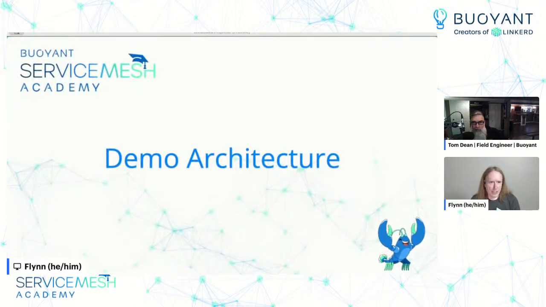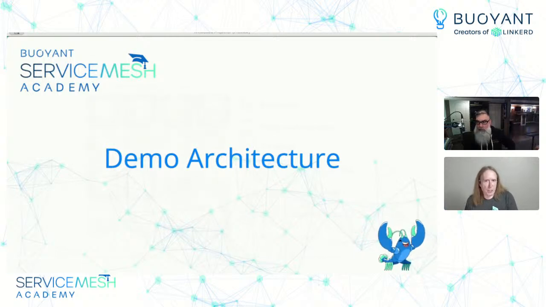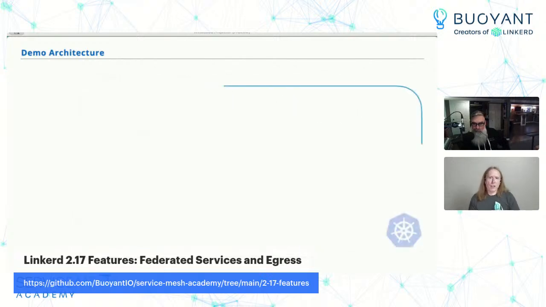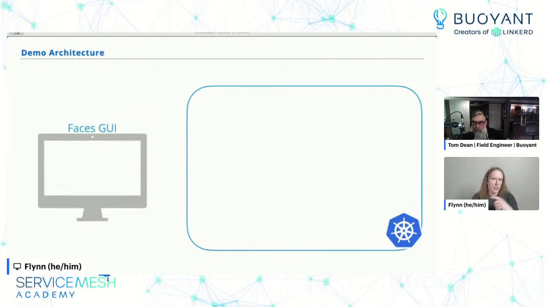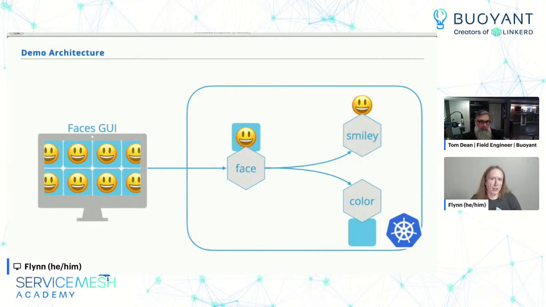Okay. Demo time for federated services. Let's talk briefly about the demo architecture. As usual, we are using the world famous Faces demo. The way Faces is normally set up is you have a cluster, and a web browser running the Faces GUI outside the cluster. The GUI talks to a workload called Face. Face talks to a workload called Smiley and to a workload called Color. The Smiley workload returns a grinning smiley, and the Color workload returns a blue color. The Face workload composites the two together and hands them back to the GUI, and you get a grid of, hopefully, grinning faces on blue backgrounds.